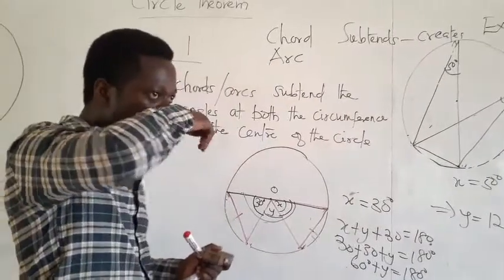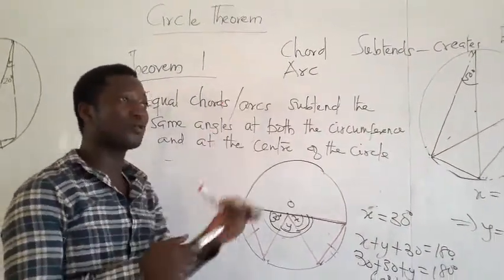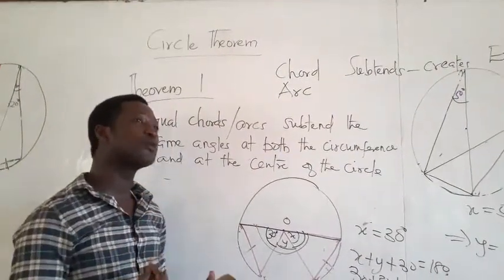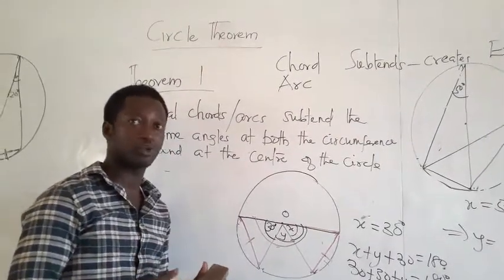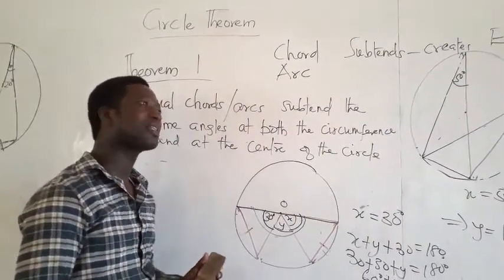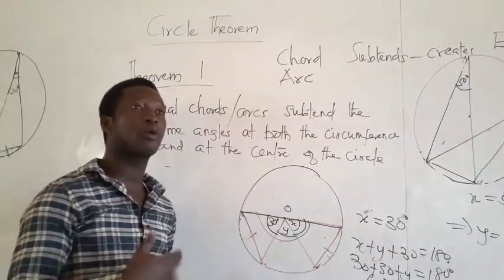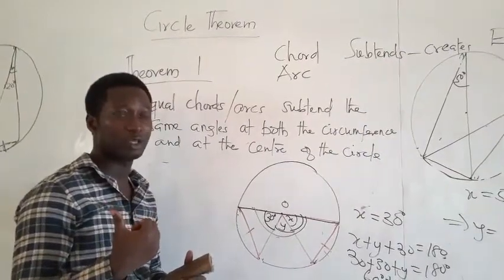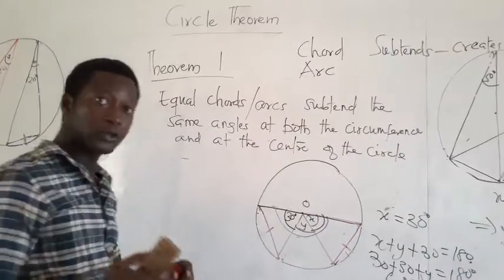Now, I must also remind you that in circle theory, which is referred to as plane geometry 2, you must be able to remember some of the things we were taught in plane geometry 1. Many a time, they don't tell us, but trust me, in some of the theorems, you have to really go back to plane geometry 1 to be able to appreciate it. Now, we are done with theorem 1, so let's move on to theorem 2.